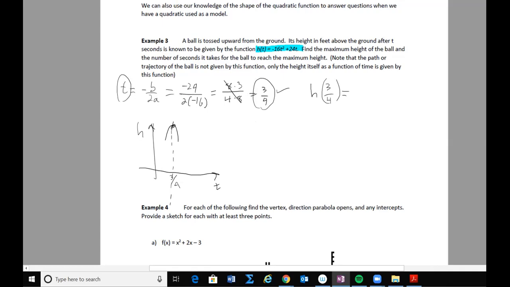Okay, so in here then, you're going to take that 3/4 and we'll put it into here. So we have minus 16, we have 9 over 16, and then plus 24 times 3/4. So this one will be a negative 9. And this one will be plus, let's see, 6, 3 is 18. So we got a 9 there. So the maximum height is 9. And it occurs in 3/4 of a second.